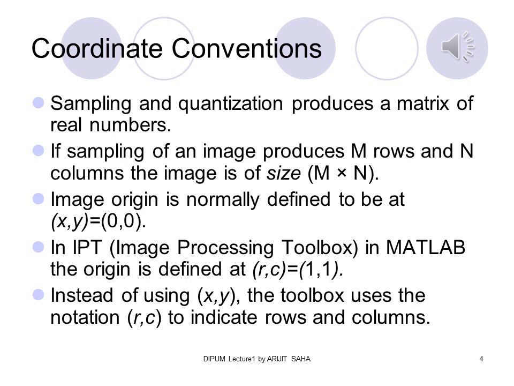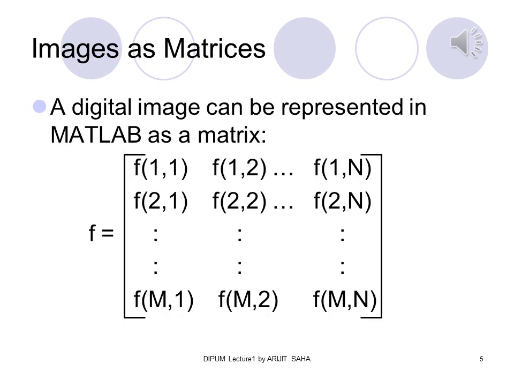Instead of using x and y, the MATLAB toolbox uses the notation r and c to indicate rows and columns respectively. As we are very familiar with MATLAB, we know that everything in MATLAB is represented in matrix notation. So a digital image is also represented as a matrix in MATLAB. You can find over here how it is represented. The numbers within the brackets represent the coordinates.